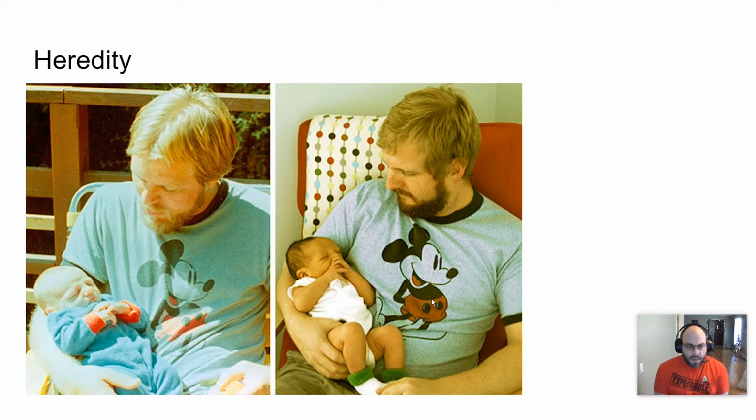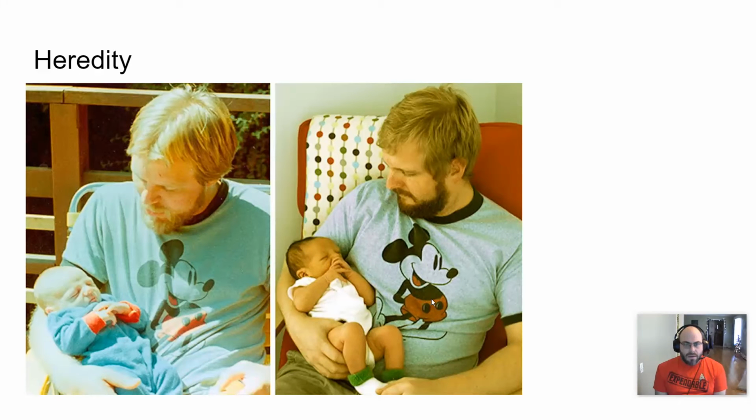So just a little bit about heredity. Heredity is the information that is passed from one generation to the next. It's why we look like our parents. I assume that the baby on the left is the dad on the right. I think that's what I'm looking at there. But anyway, you get the idea.